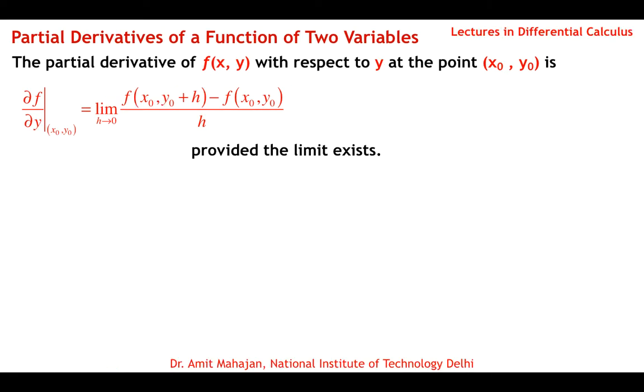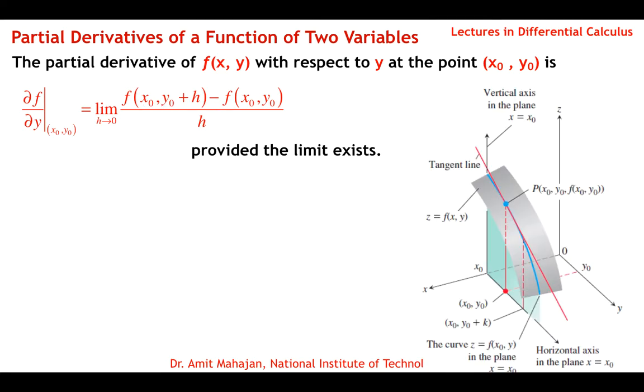Similarly, we can define the partial derivative of the function with respect to y at the point x naught y naught, so we are differentiating partially with y. So we keep x equal to x naught fixed. The partial derivative of the function with respect to y is the limit as h tends to 0 of the slope of the secant, where now the change is in y, provided that this limit exists.